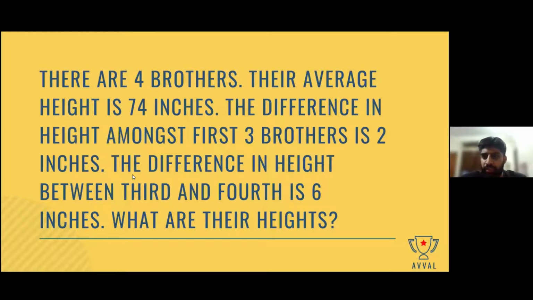So for simplicity, let's assume that Amar is the shortest. So you've got Amar, Akbar, Anthony, and then Aman. Amar is the shortest, and that's the order of their heights. So let's say the height of Amar is X. The difference in height amongst the first 3 brothers, which is Amar, Akbar, and Anthony, is 2 inches. The difference in height between the third and the fourth is 6 inches. The third brother is Anthony and the fourth is Aman. The difference in height between those 2 is 6 inches.